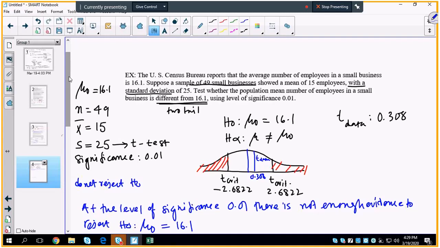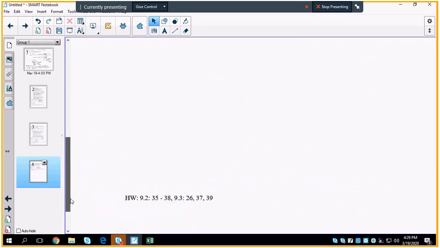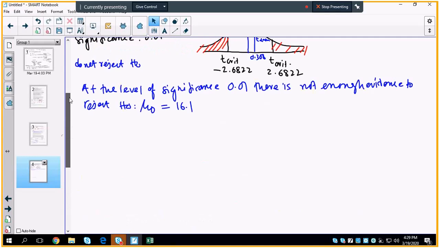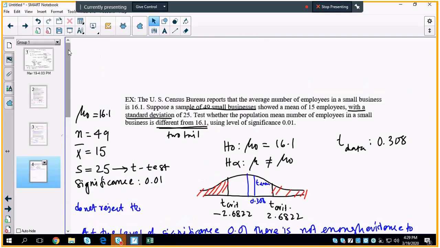So this is pretty much what we wanted to talk about, testing hypothesis. And I have listed some of the practice problems from your textbook. You can keep working on them. You also should work on the assigned problems. And if you have any further question, please let me know and I will get back to you as soon as I can.